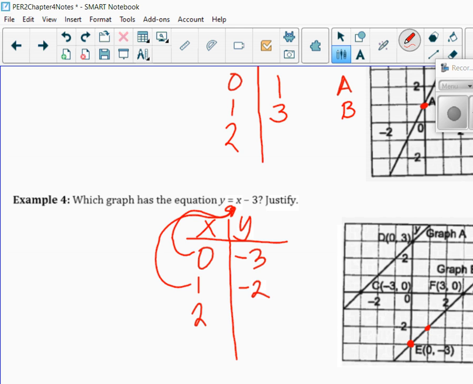Let's do one more just for fun. 2 goes in. 2 minus 3 is negative 1. So 2, negative 1, bam, that is graph B. So you can circle it. And there you go.